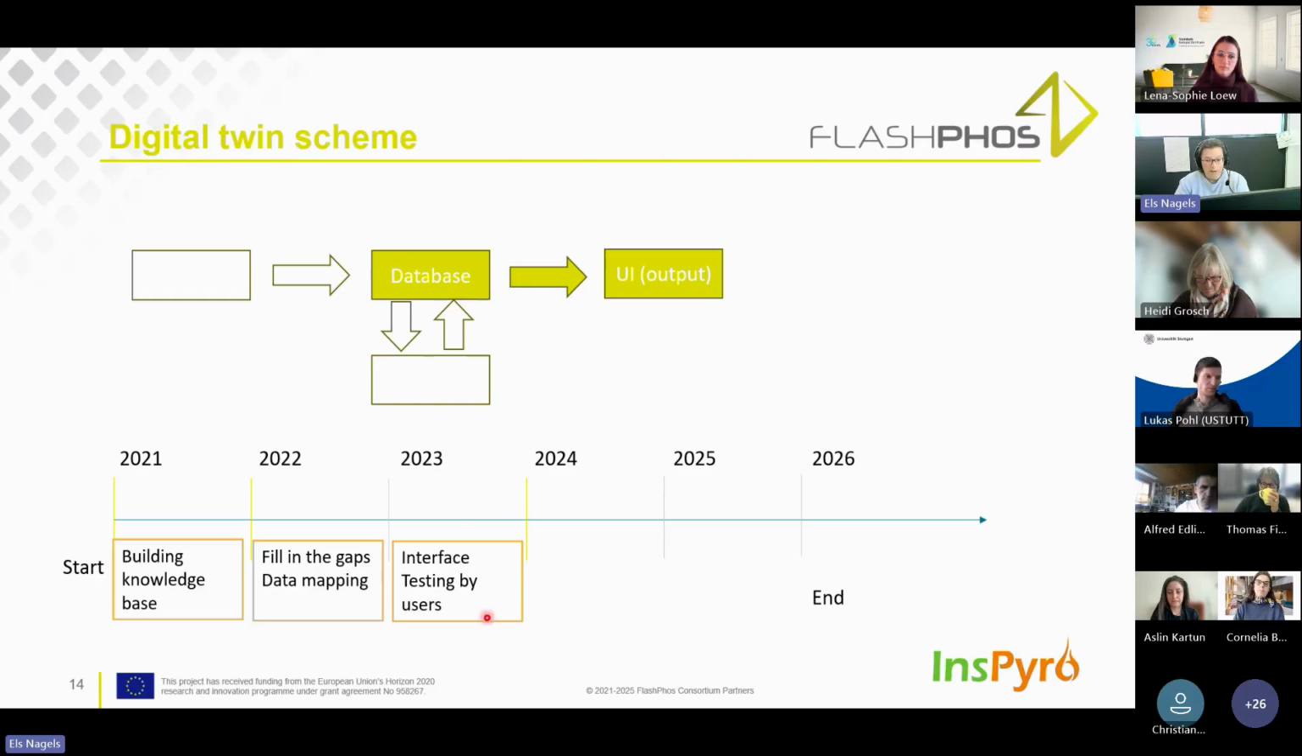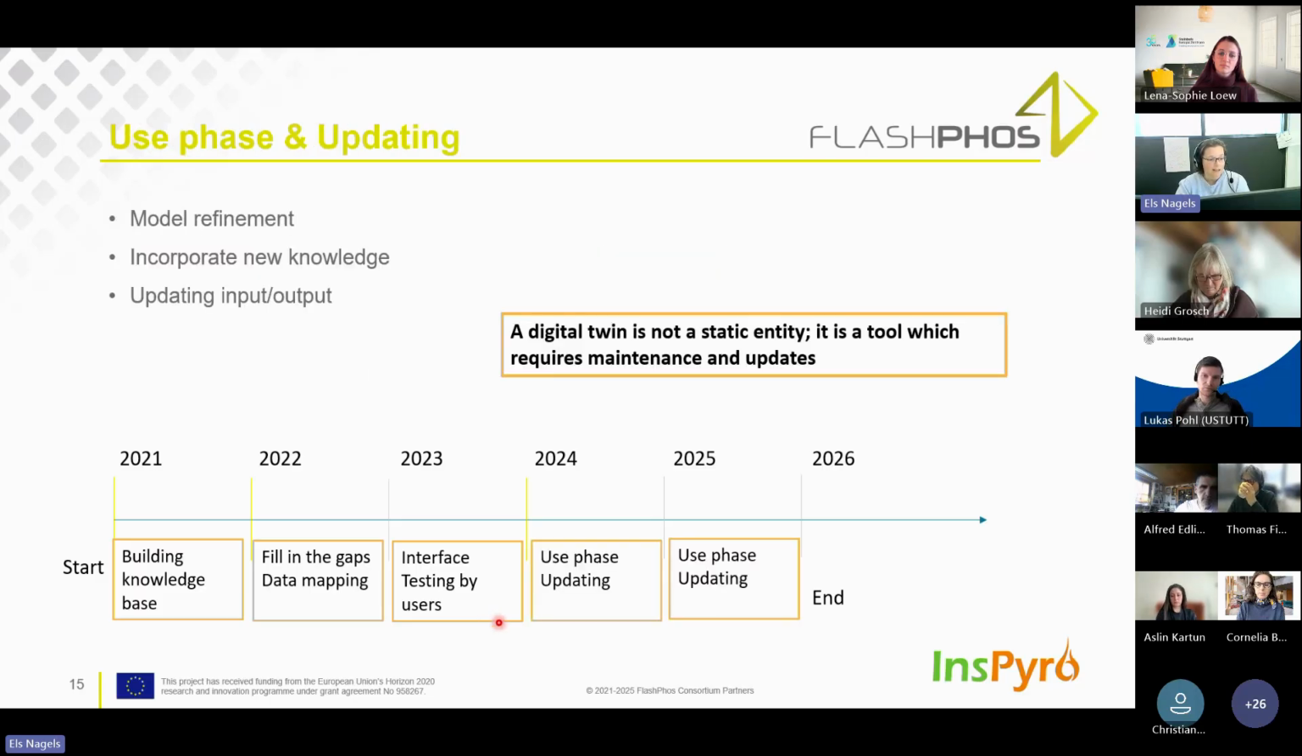There was some testing by the users, and you will see the use cases afterwards, but there was some communication back and forth, like, okay, I need to do this, but it's not possible. You need to adapt the model to that, or you need to adapt the output to give me the correct information. So there is this test phase. And then for the last 2 years, the digital twin has been used and gradually improved.